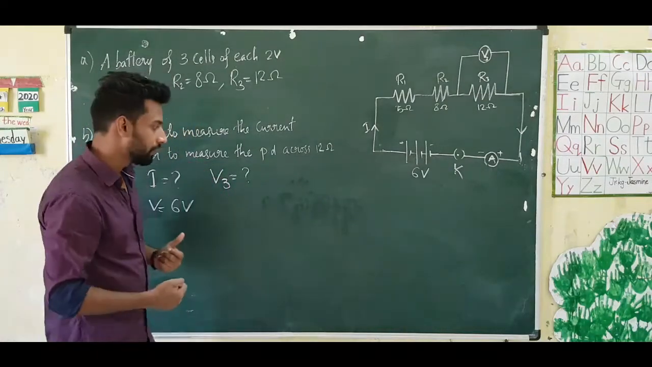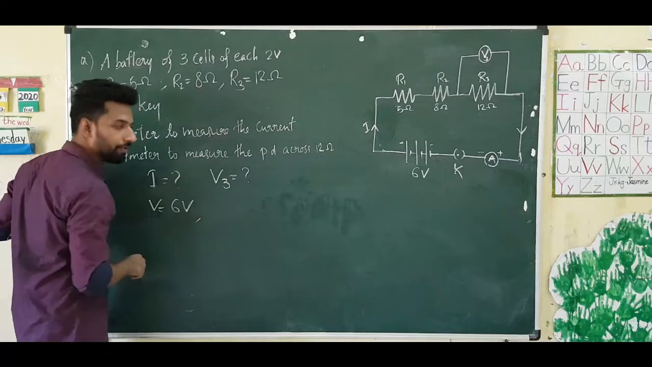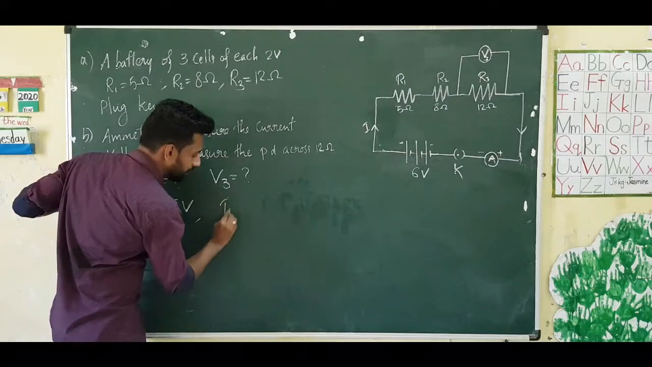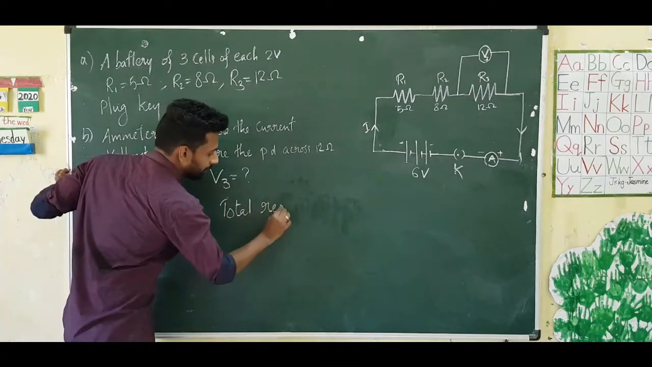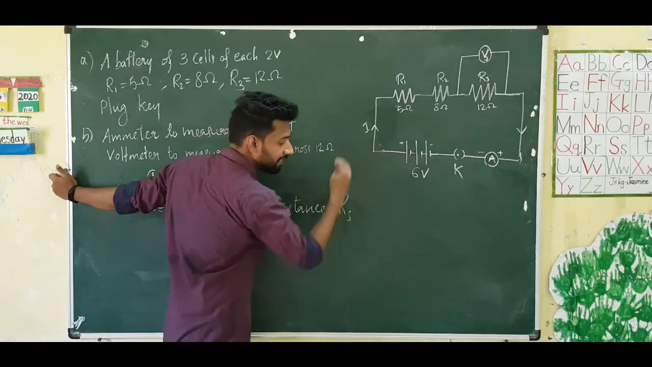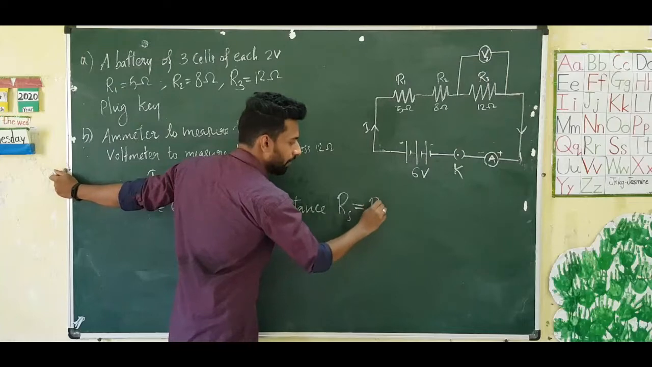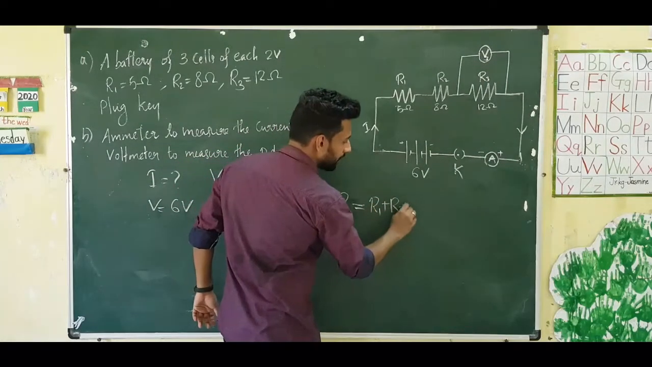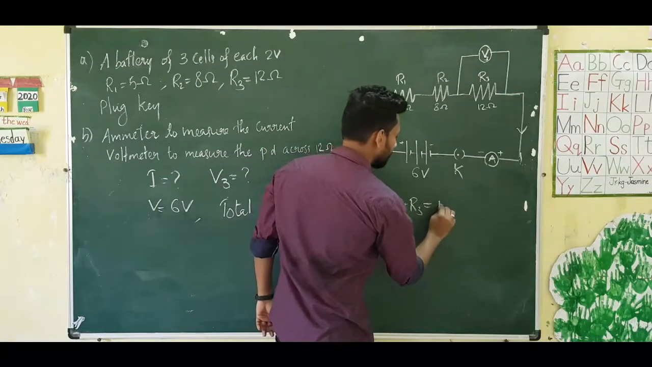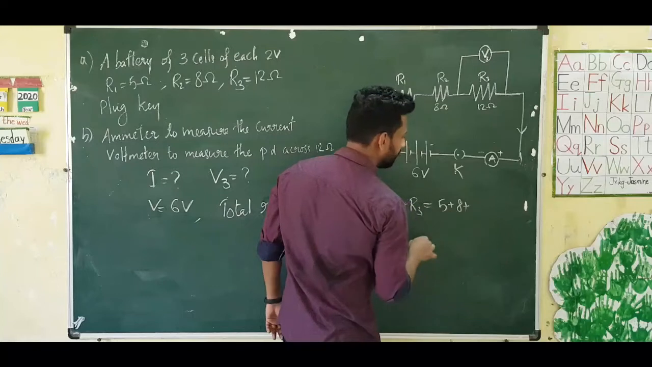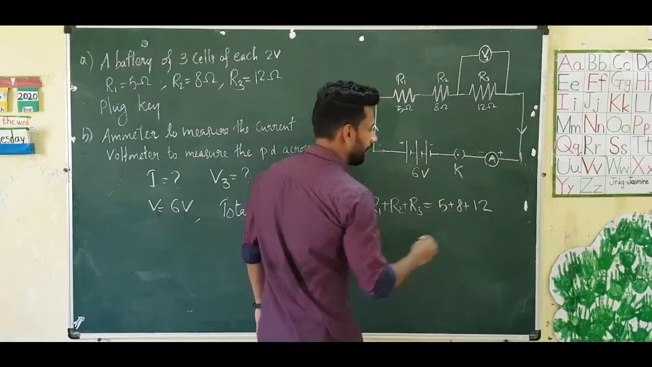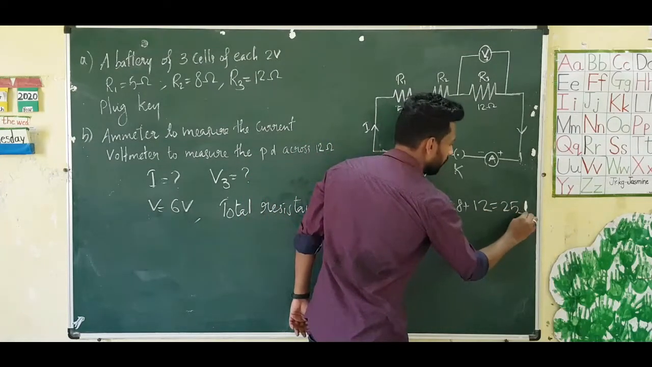We have V equal to 6 volt and the total resistance is also needed. Then how will you calculate the total resistance? We just apply the equation of equivalent resistance in series combination. Total resistance RS, since the series combination is represented by RS, equal to R1 plus R2 plus R3. Substitute the values: 5 plus 8 plus 12. The answer will be 25 ohm.